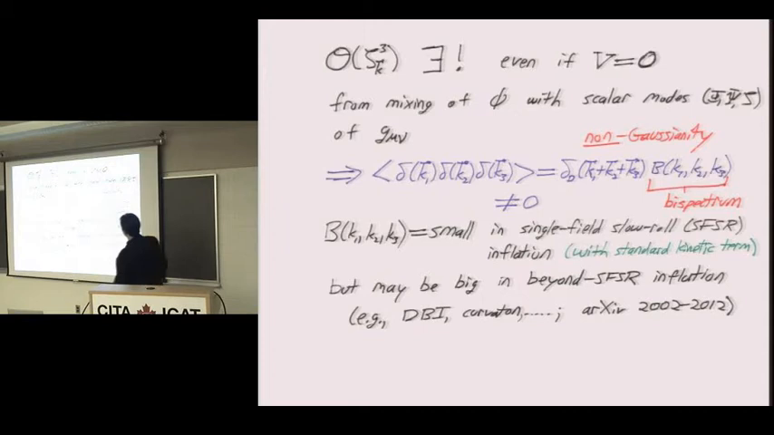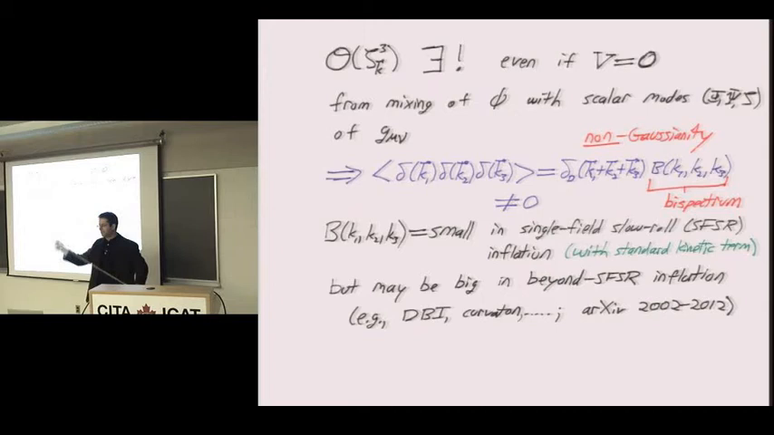So the prediction of inflation, more precisely, is that the expectation value of the product of 3 density perturbation amplitudes, or scalar field amplitudes, or curvature amplitudes, the product of any 3 of these is non-zero. More precisely, it is proportional to a bispectrum, B of k1, k2, k3, where k1, k2, and k3 are the magnitudes of the wave vectors k1, k2, and k3. And the fact that it depends only on the magnitudes of k1, k2, and k3 is a consequence of statistical isotropy. The bispectrum for a Fourier mode in this direction should be the same as the bispectrum for a Fourier mode in this direction, because there's no other direction.